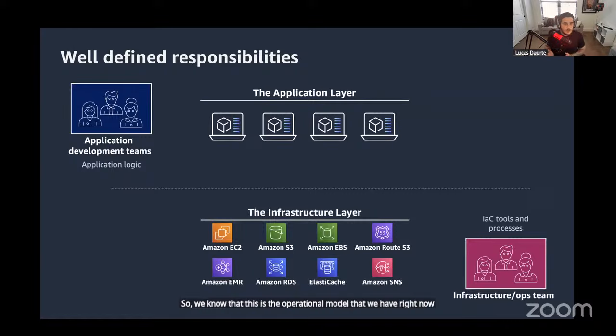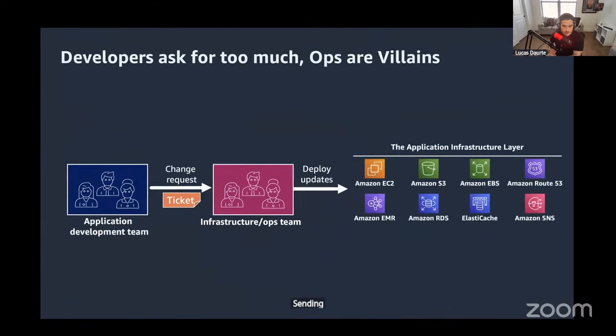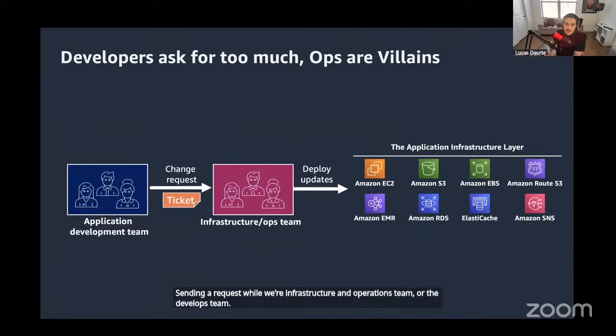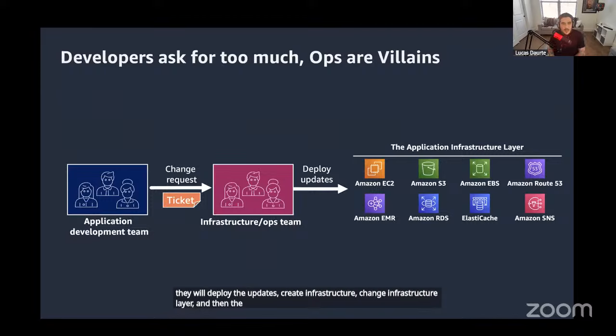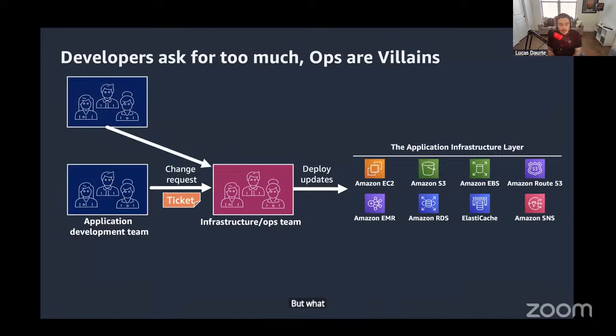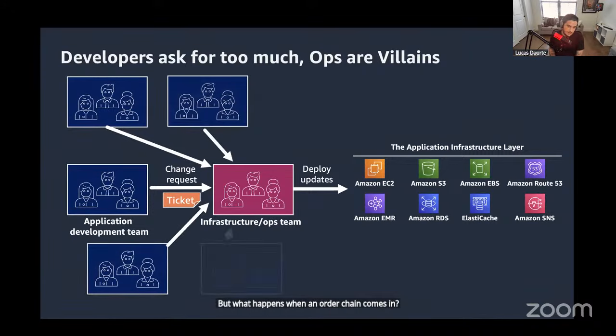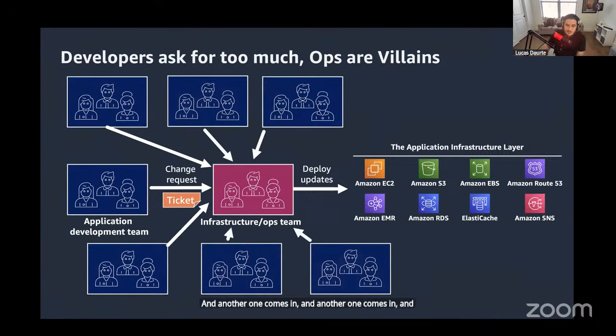When we have a single team sending a request to our infrastructure and operations team or DevOps team, they will deploy the updates, create the infrastructure, change the infrastructure layer, and then the application development team can be happy and deploy their workloads on top of the cluster. That's great. But what happens when another team comes in, and another one comes in, and another one comes in, and another one comes in?